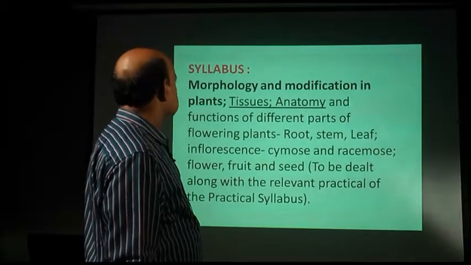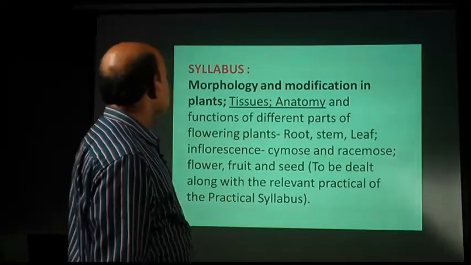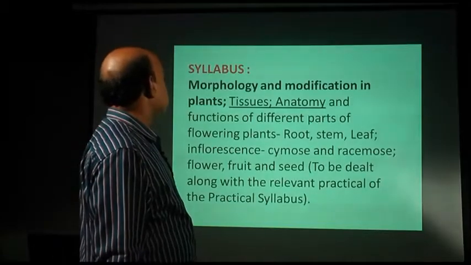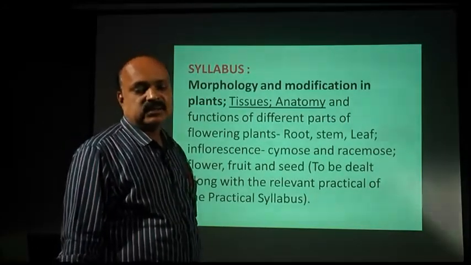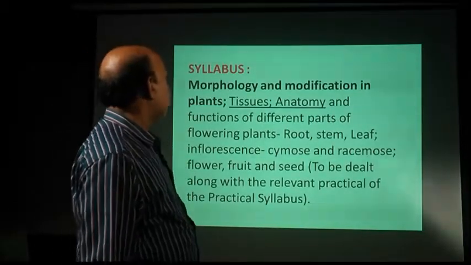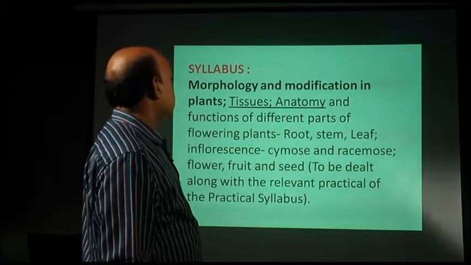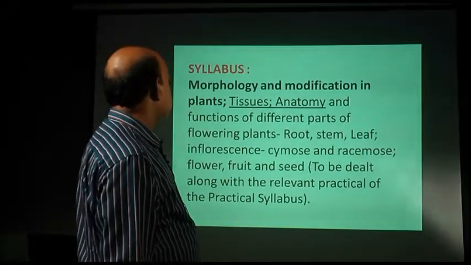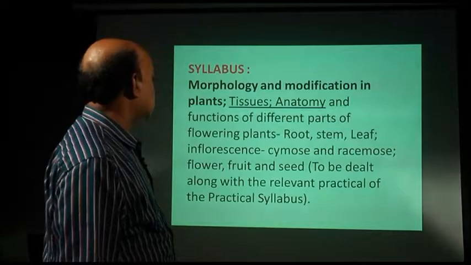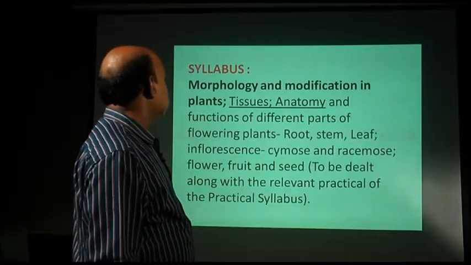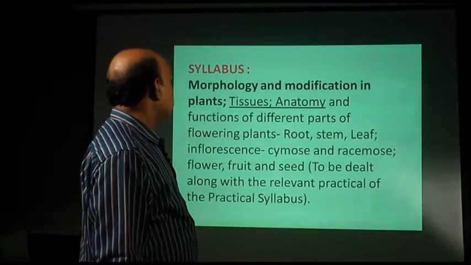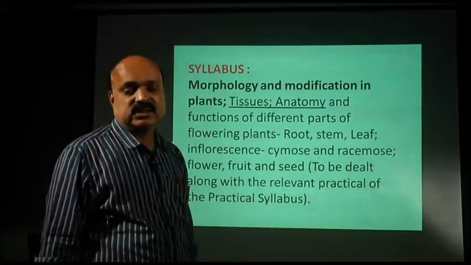First, we should go into detail about the syllabus. The syllabus includes morphology and modification in plants. The first part deals with tissues, anatomy and function of different parts of flowering plants, that is root, stem, leaf. Then in morphology we will study inflorescence, that is cymose and racemose, then flower, fruit, seed. So we will start with root and complete with seed.